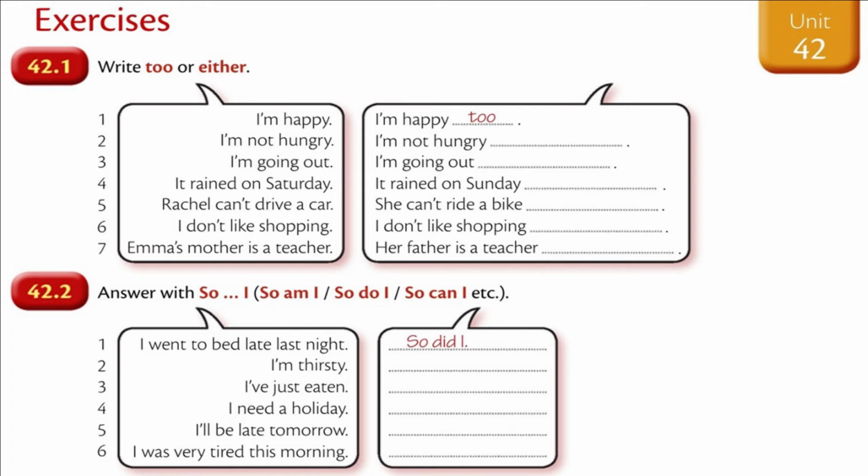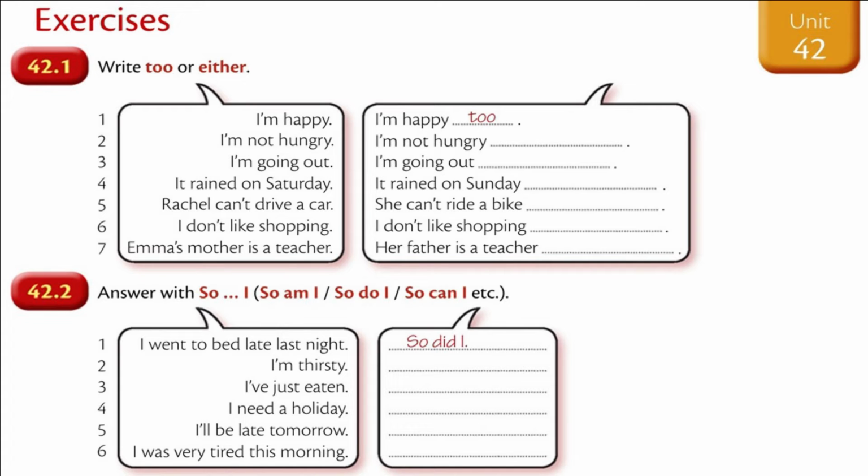Number 3. I am going out. I am going out too. Number 4. It rained on Saturday. It rained on Sunday too. Number 5. Rachel can't drive a car. She can't ride a bike either.